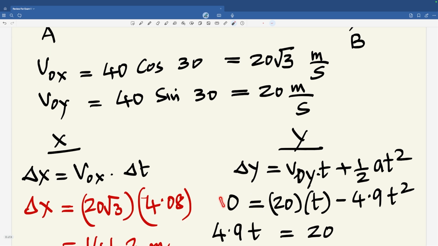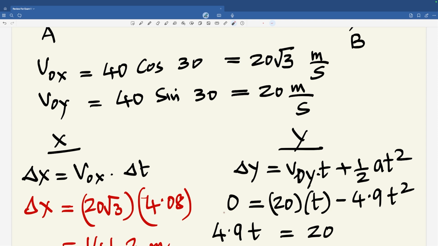See the 0? And this is 20. We just found it here. So you put that there, times t, which we do not know, minus, how do I get this 4.9? It's just half times negative 9.8. Half times negative 9.8. I just cut down one step. I put it as negative 4.9 t squared.